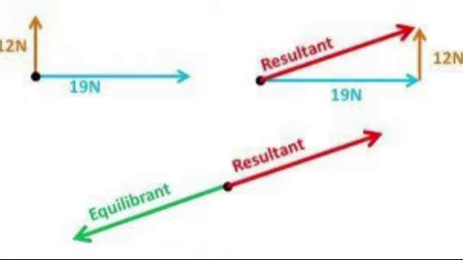Now the equilibrant is the opposite of the resultant. It is what balances the resultant. Yes, the equilibrant is what balances the resultant. It has the same magnitude as the resultant, but it is opposite in direction, as you can see in the diagram above. As you can see in the diagram above, it balances the resultant.